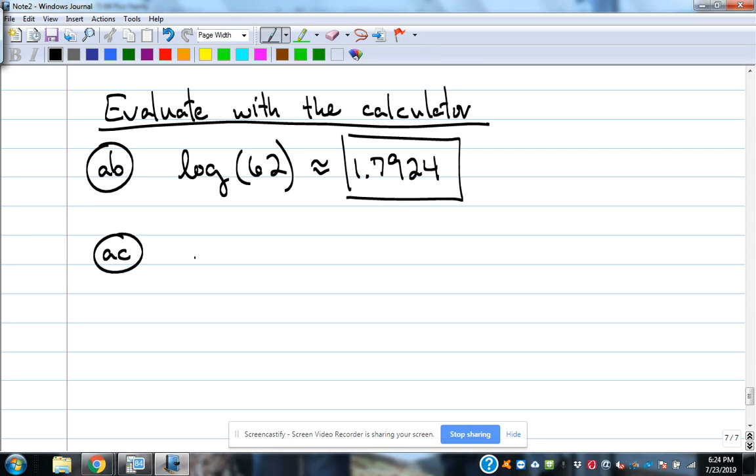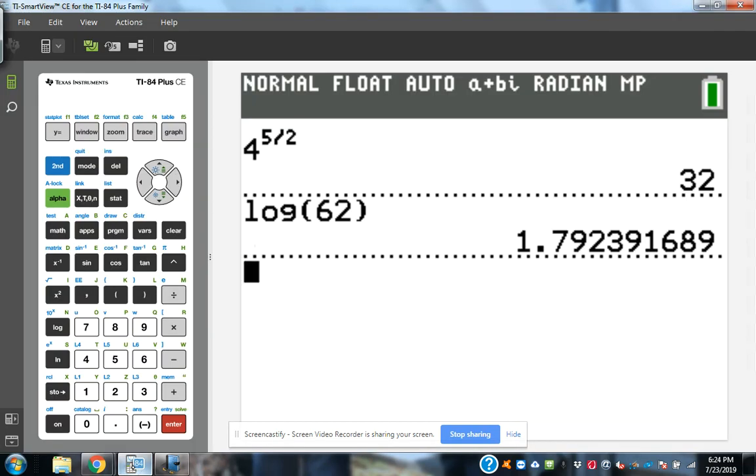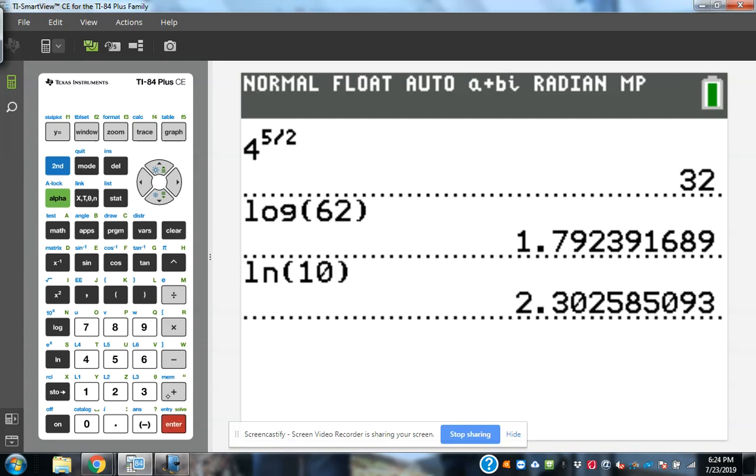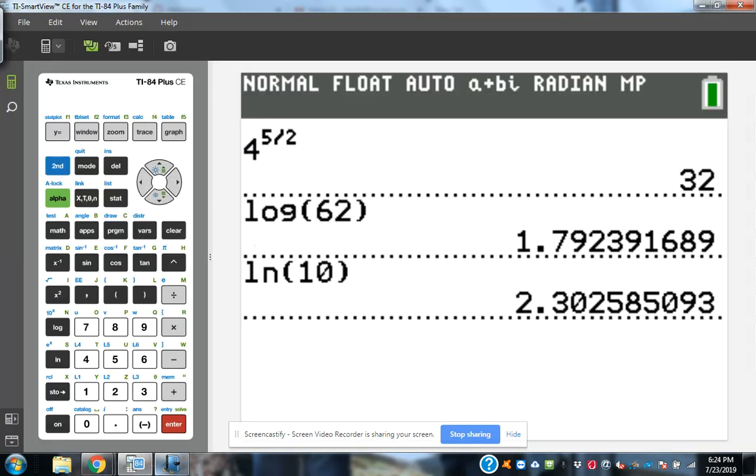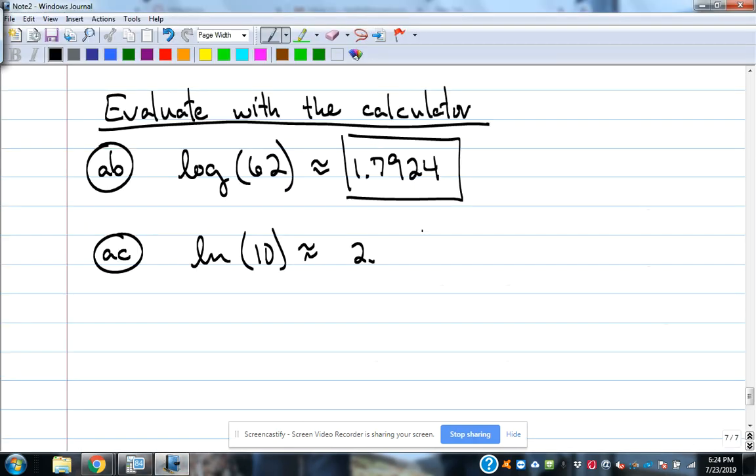So with a common log, we're just using those buttons. If you had natural log of the number 10, your calculator has a button for natural log. It's right there beside the 4. You get natural log of 10, which is about 2.3026. Okay, so common logs are easy. You just hit it and you don't have to go anywhere to find those. There are buttons right there on it.